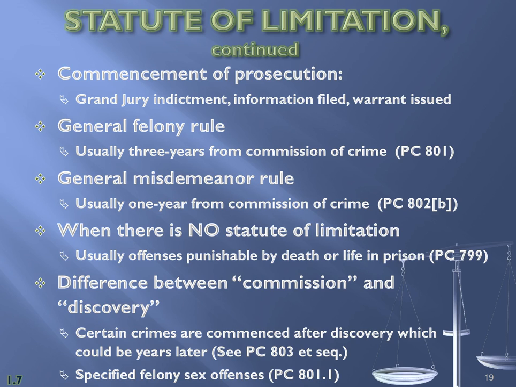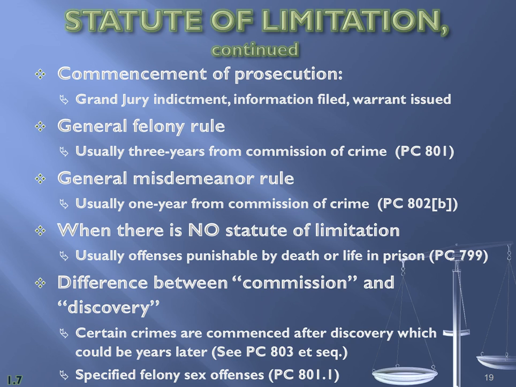Continuing on with the statute of limitations: commencement of prosecution, grand jury indictment, information filed, warrant issued. For the general felony rule, usually 3 years from the commission of a crime. You can notice here it says PC 801. That's Penal Code 801. So if you want more meat to what we're talking about, you can go on the internet, Google California Penal Code 801, and read the entire thing, if that's really what you want to do.